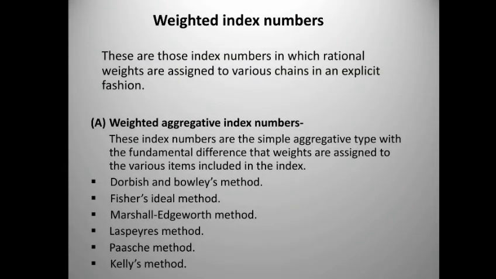Weighted index numbers. These are those index numbers in which rational weights are assigned to various items in an explicit fashion. Weighted aggregative index number. These index numbers are the simple aggregative type with the fundamental difference that weights are assigned to the various items included in the index. So here are the several different methods: Drobish and Bowley's method, Fisher's ideal method, Marshall-Edgeworth method, Laspeyres' method, Paasche method, and Kelly's method.